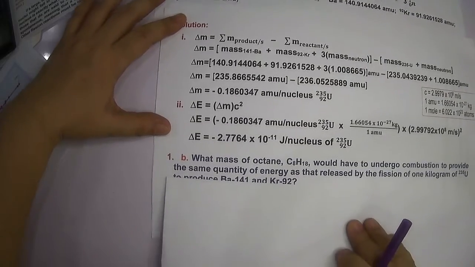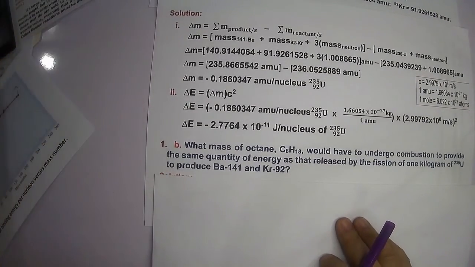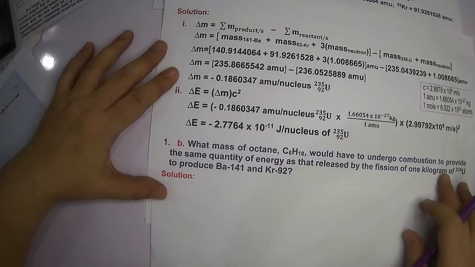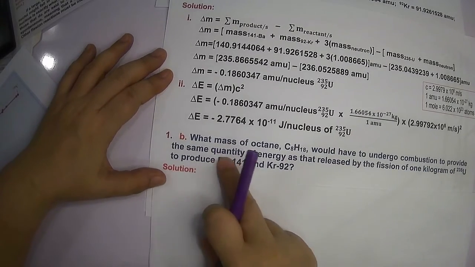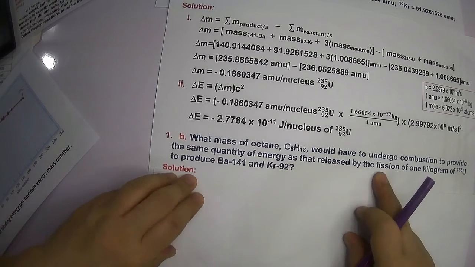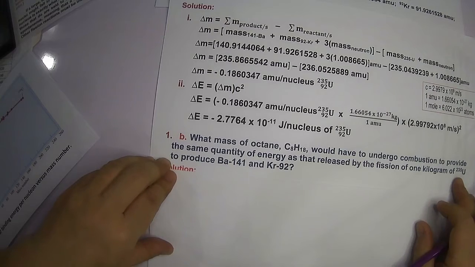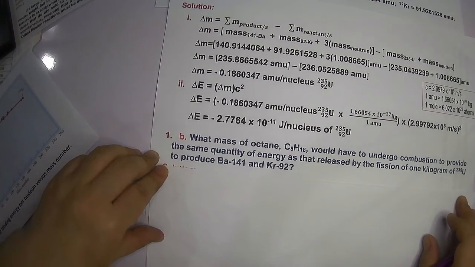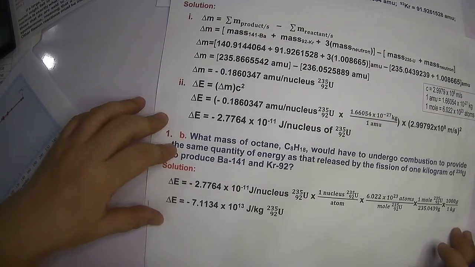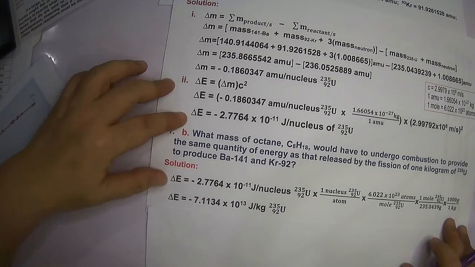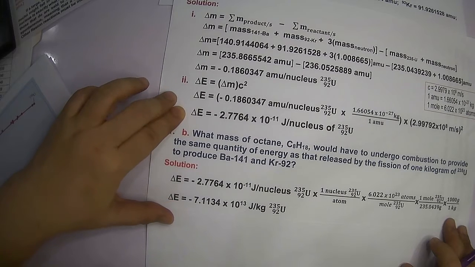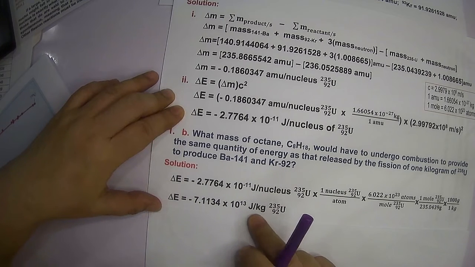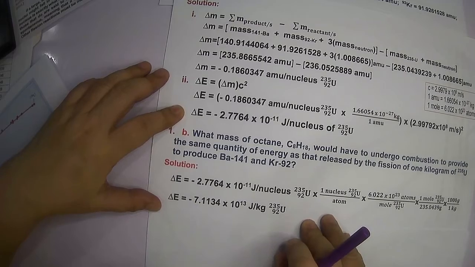So if we are asked further, what mass of octane, C8H18, would have to undergo combustion to provide the same quantity of energy as that released by the fission of 1 kilogram of uranium to produce barium-141 and krypton-92? Okay. So to do that, let us first convert this energy per nucleus of uranium-235 to energy released per kilogram of uranium-235.